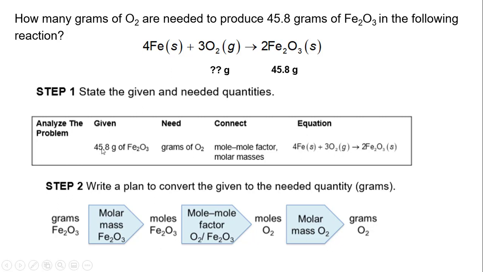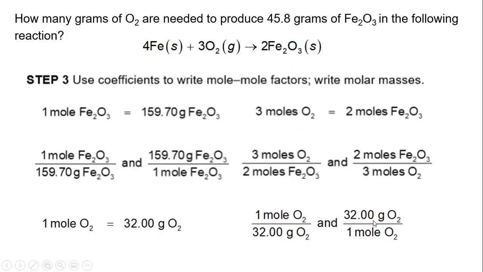So what do we have? We are given 45.8 grams of iron 3 oxide. We need the grams of oxygen. We're going to do the same thing using mole to mole factor and molar masses using the equation. So again, if you follow these steps here, this is going to tell us, and these blues are the stepping stones to get us to the final product.